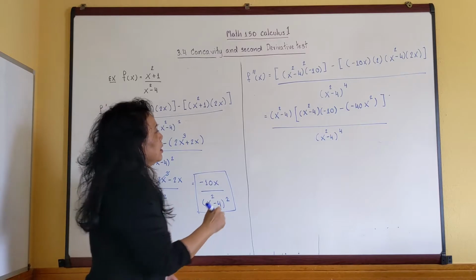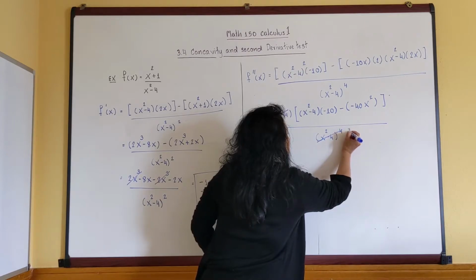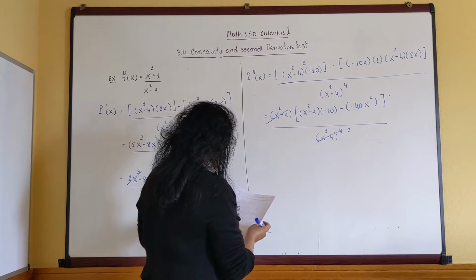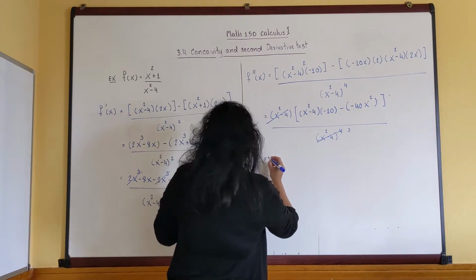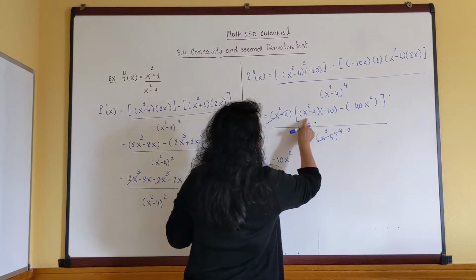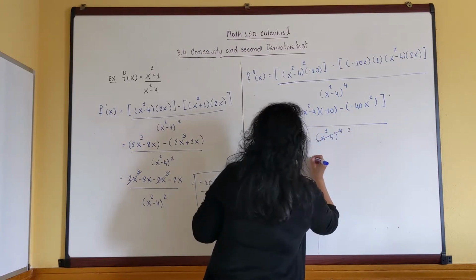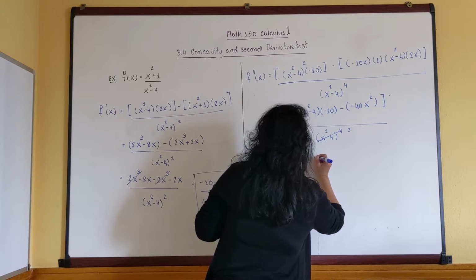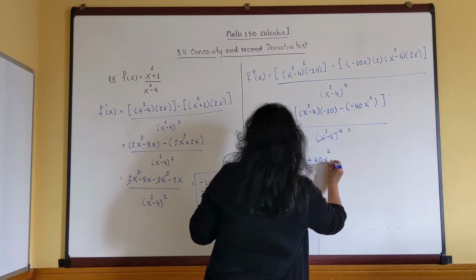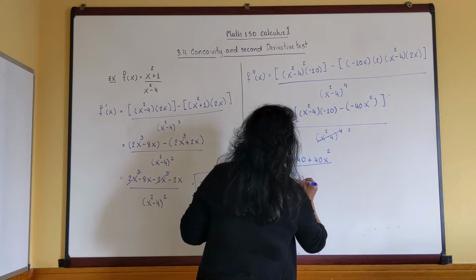Right? Now I'm going to reduce x squared minus 4, so this becomes the third power. So I would have negative 10 x squared, I distribute negative 10 in here, plus 40, minus and minus become plus, 40x squared over x squared minus 4 to the cube.